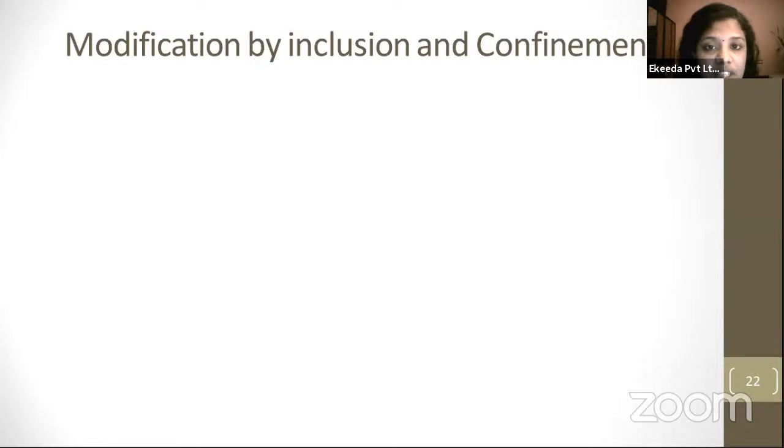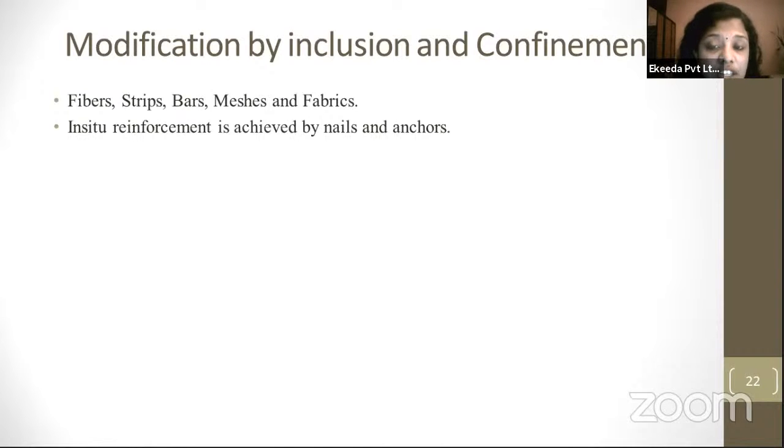Then next is modification by inclusion and confinement. In modification by inclusion and confinement, we can insert fibers, strips, bars, meshes and fabrics into the soil. It's like RCC beams. If we insert reinforcement inside a beam, it increases the strength. Similar is the principle here: we are inserting fibers, strips, bars, meshes so that the strength of the soil increases.